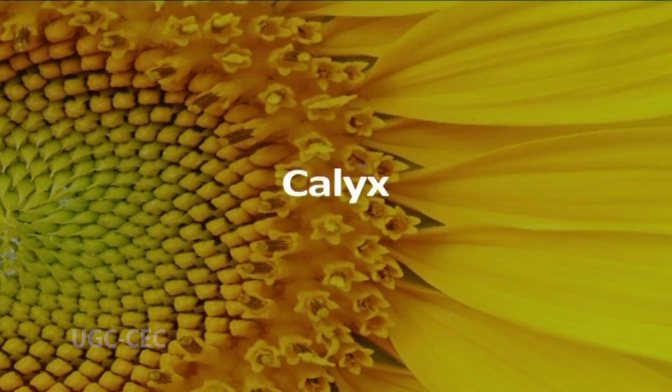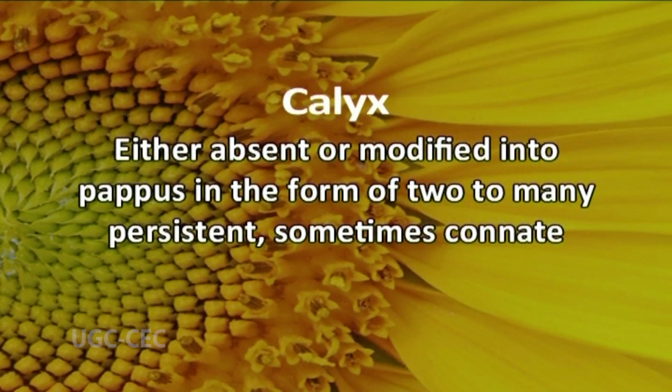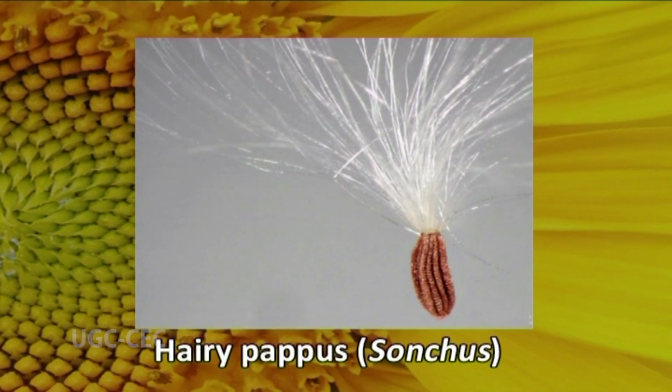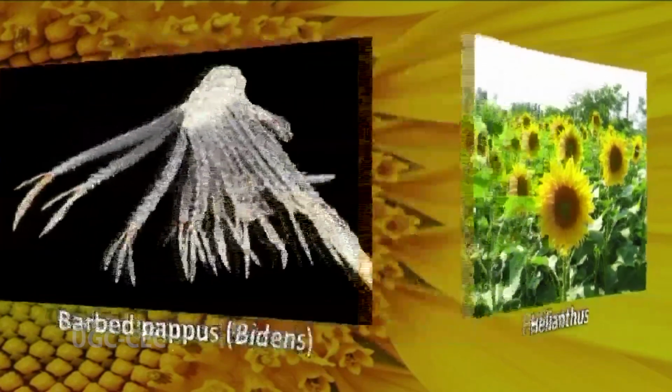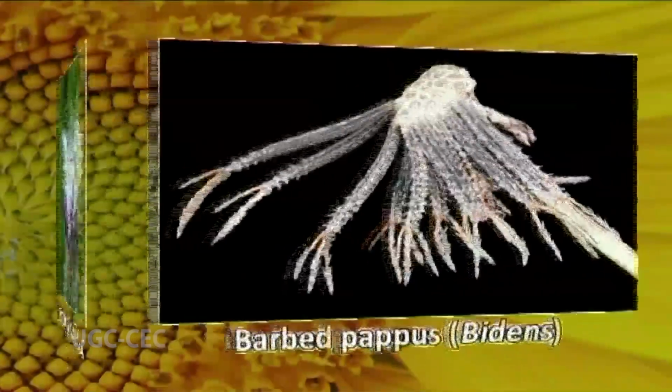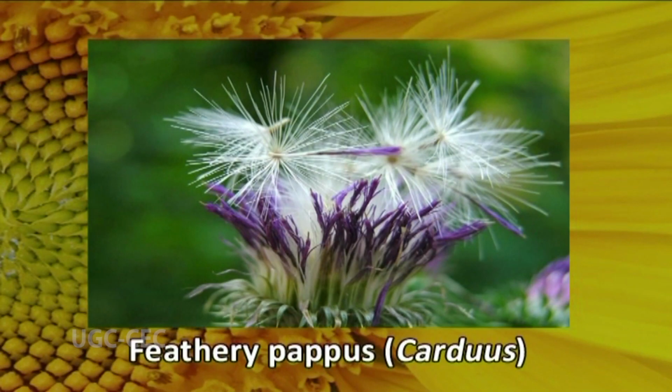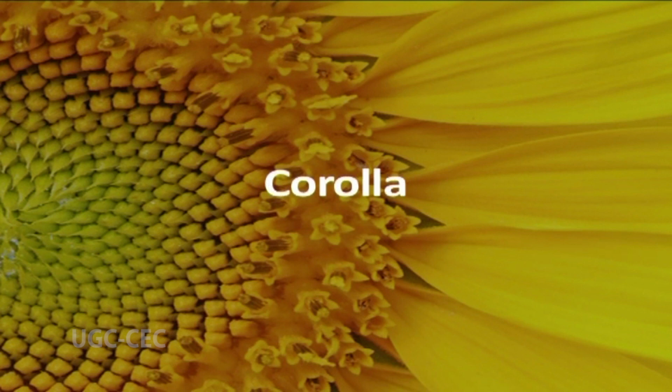Each floret is sometimes subtended by a bract known as chaff or bristles, as we commonly see in thistles. Now, the individual parts of the flower, starting with the outer whorl called calyx. Calyx here is either absent or it can be modified into a structure called pappus. This can be in the form of two or many persistent sepals. Sometimes these sepals can be connate. They can assume the shape of awns, scales or bristles. These structures can be hairy, example is Sonchus, capillary, example is Helianthus, barbed, as we see in Bidens, or feathery, example is Carduus.